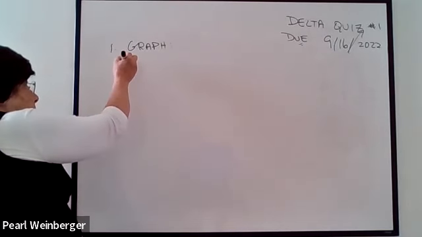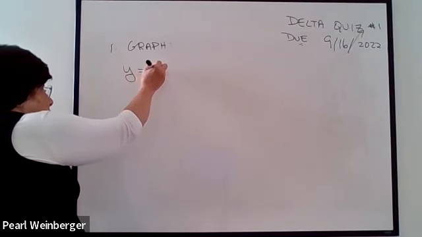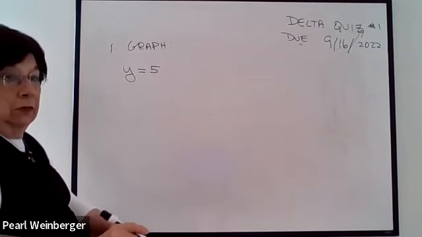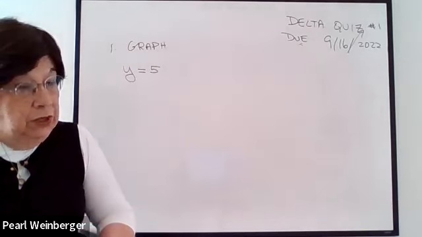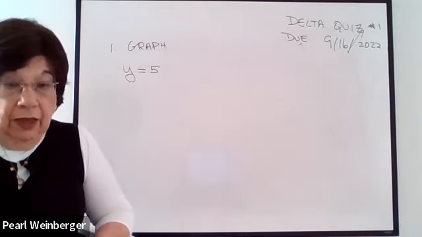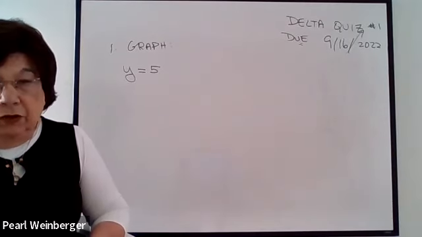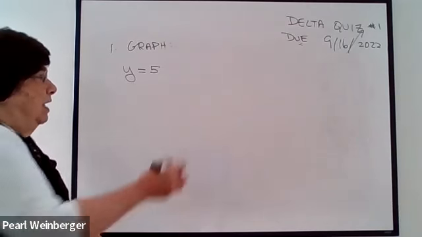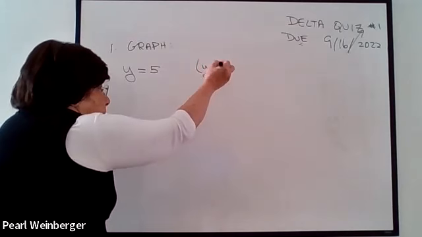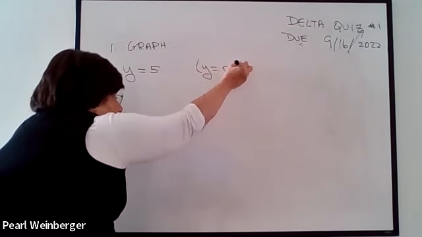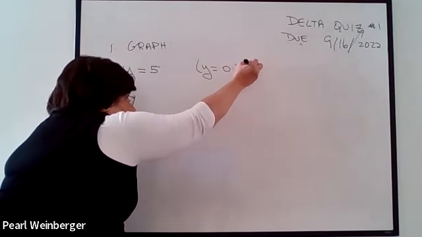So let's look at an equation like this. Y equals 5. What if I have an equation in which I only have a y and there's no x in the equation at all? Now, if you really think about it, the way that could have come about is if I was trying to put it in y equals mx plus b form, it would be y equals 0 times x plus 5.